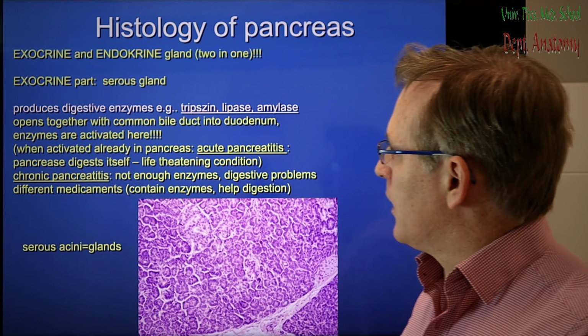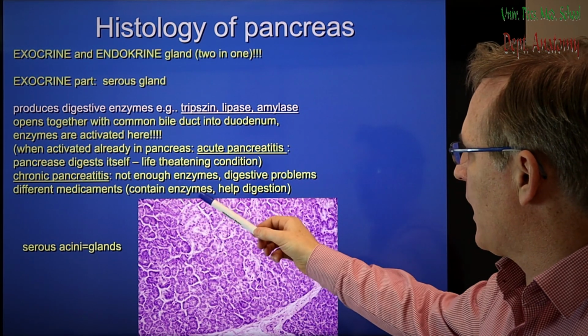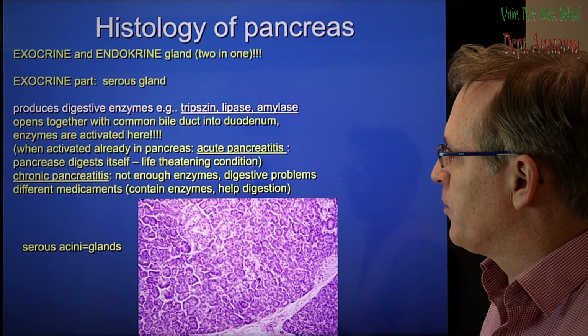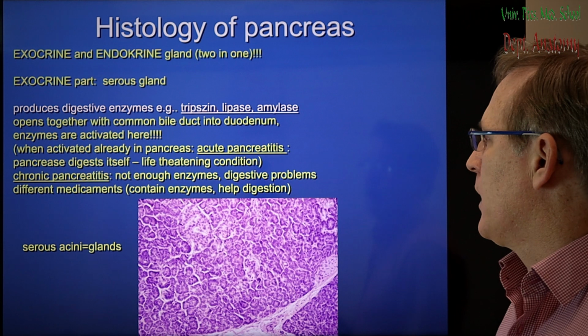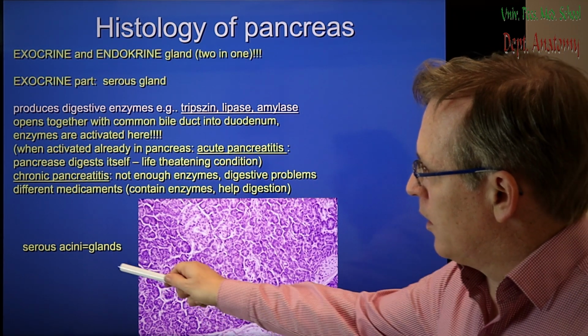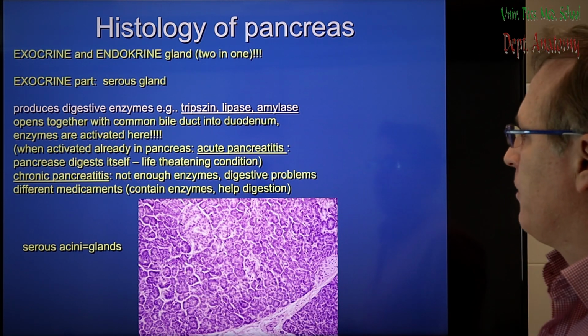In case of chronic pancreatitis, what does it mean? There are not enough enzymes, with digestion problems, and different medicaments contain enzymes that help digestion. The other name of the serous glands is acinus or acini.